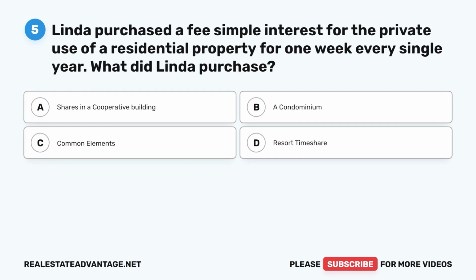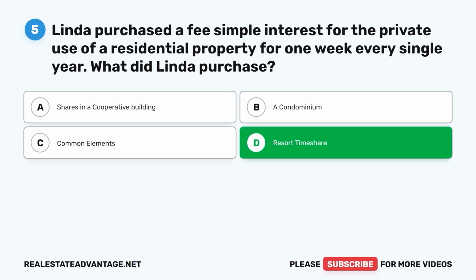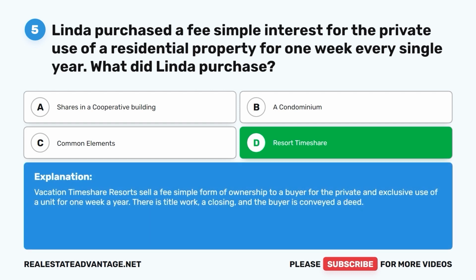Question 5. Linda purchased a fee simple interest for the private use of a residential property for 1 week every single year. What did Linda purchase? A. Shares in a cooperative building, B. A condominium, C. Common elements, D. Resort timeshare. The correct answer is D. Resort timeshare. Vacation timeshare resorts sell a fee simple form of ownership to a buyer for the private and exclusive use of a unit for 1 week a year. There is title work at closing, and the buyer is conveyed a deed.